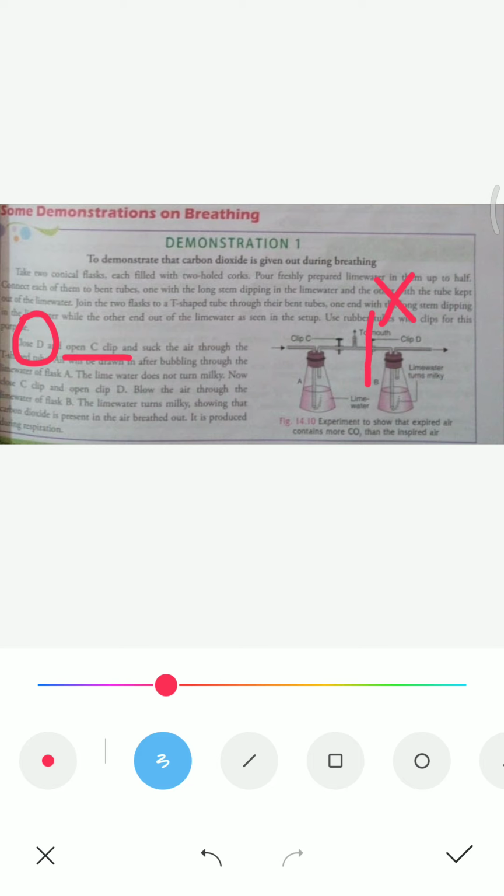Because the air is moving inside flask A, we can expect some bubbling to take place. But this bubbling does not cause a change in the color of the lime water. The reason is that the air which is blown is not blown inside the lime water; it is blown outside the lime water in the free space. That's why no color change is observed.